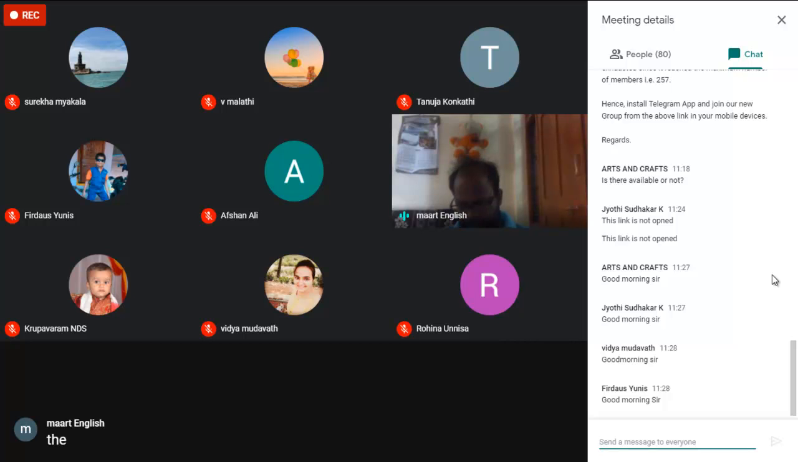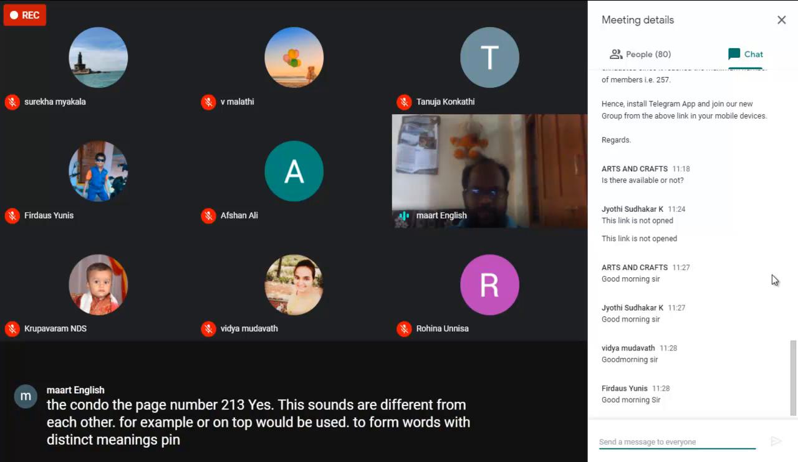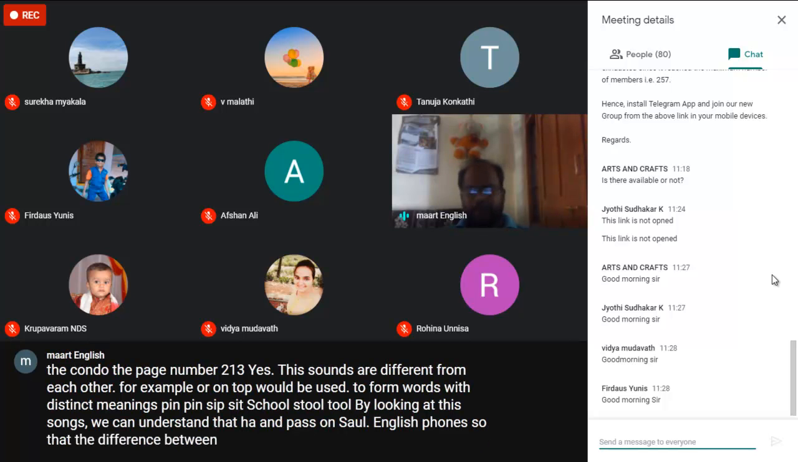We come to page number 213. These sounds are different from each other. For example, pa and ta could be used to form words with distinct meanings: pin, tin, sip, sip, spoon, stone, egg, egg, pool, tool. By looking at these sounds, we can understand that pa and ta sounds are English phonemes. So the difference between pa and ta is phonemic.